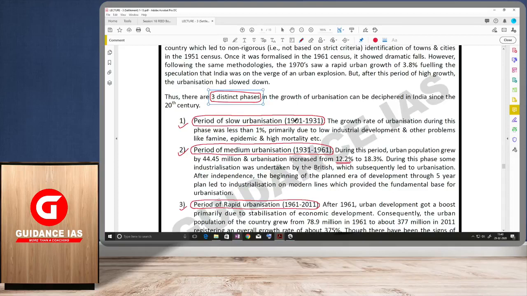So why are we saying it is only medium, slowly growing population? From 12.2% it just grew to 18.3% in 3 decades. So it was very slow. ठीक है? So here we find that such a slow growth in urbanization, or it was medium growth, was essentially the result of the fact that much of the increase was the result of natural increase. That means the components of rural-urban transformation and rural-urban migration were weak during this period.